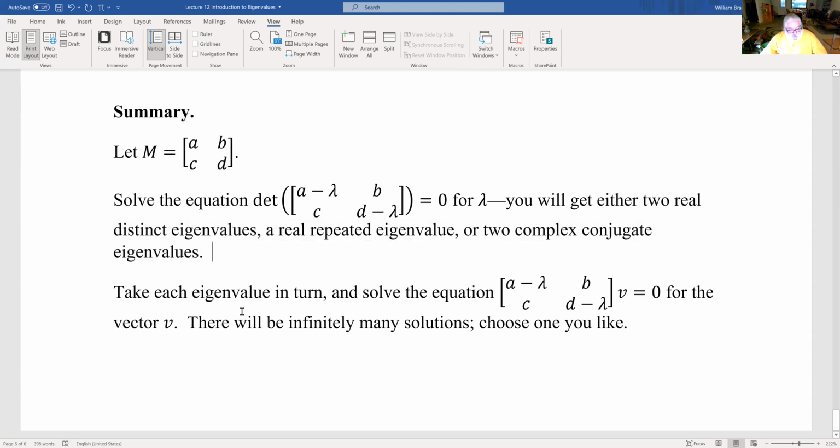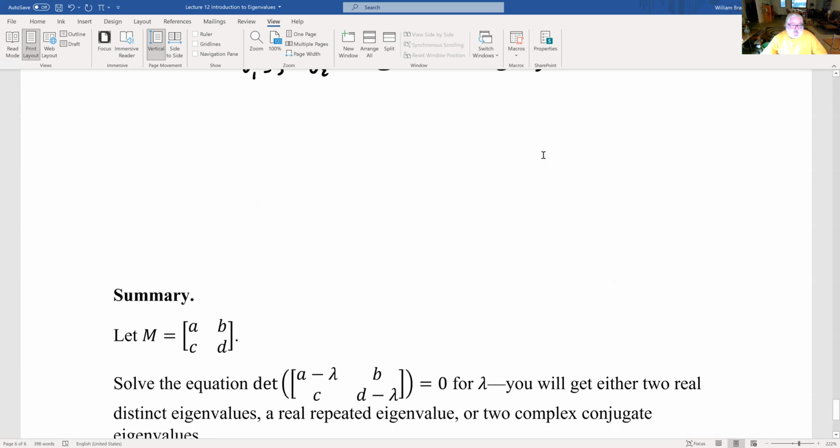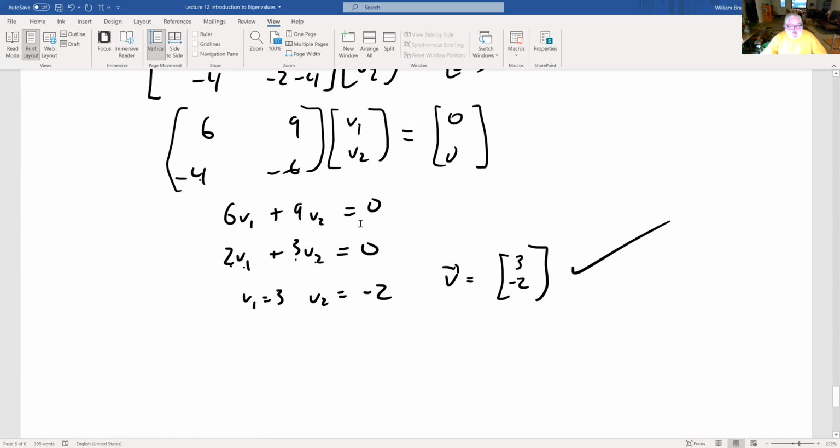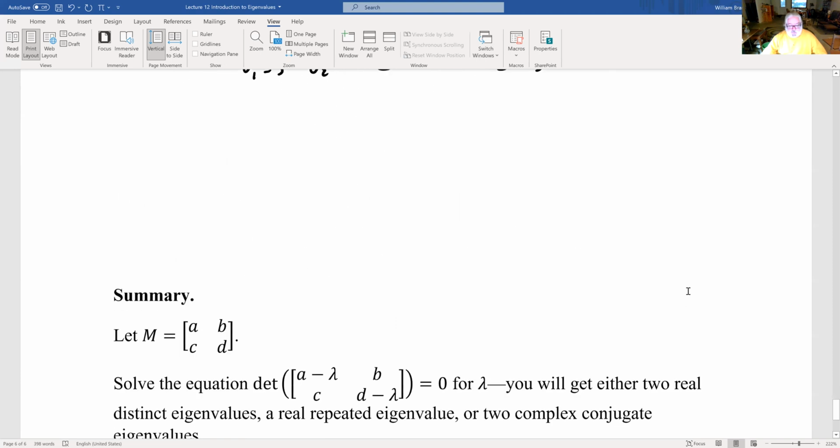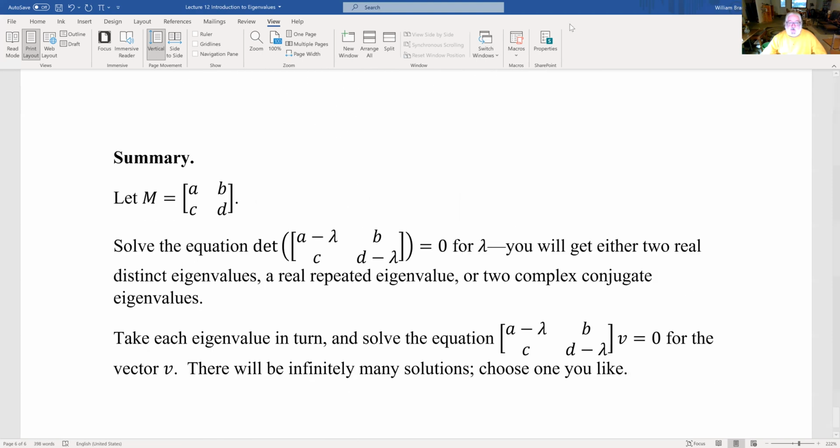Now, for each eigenvalue you get, plug it in for lambda and solve this equation for v, and that will give you infinitely many vectors to choose from. Choose one that's relatively nice. I always try to avoid fractions and minus signs generally when I try to find my eigenvalues and eigenvectors.